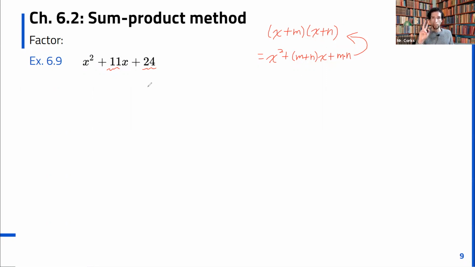We know we must have this relationship. We're looking for two numbers that add together to give 11, but multiply together to give 24. So you might be able to see what they are right now, but I'll just show you the process here.